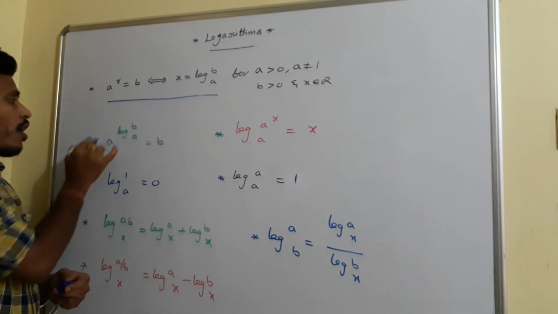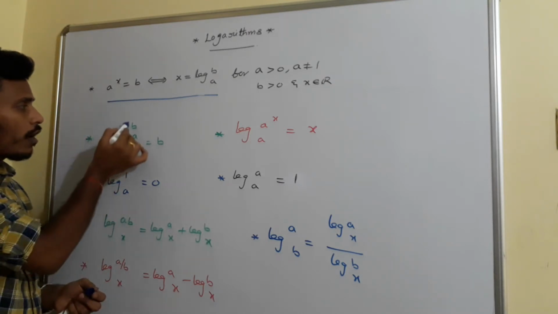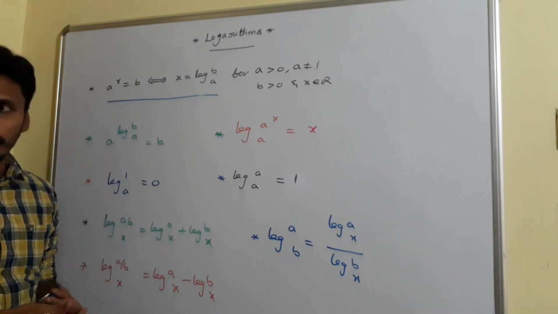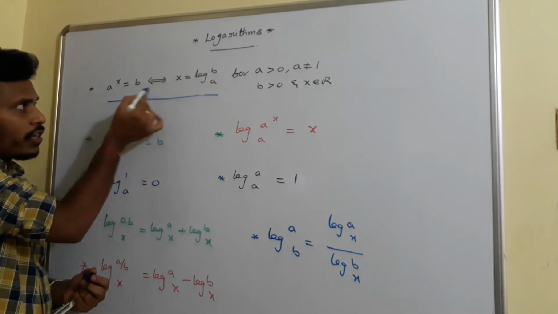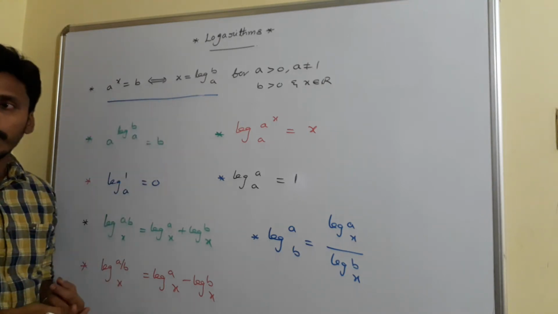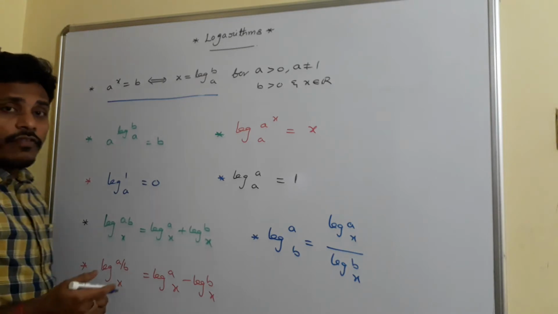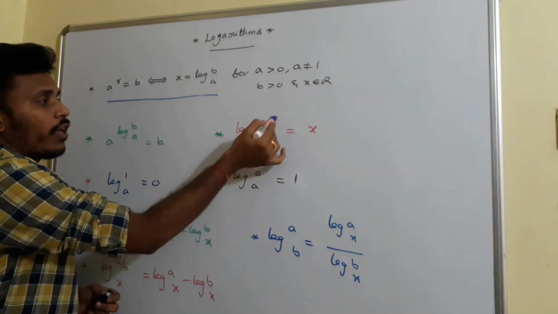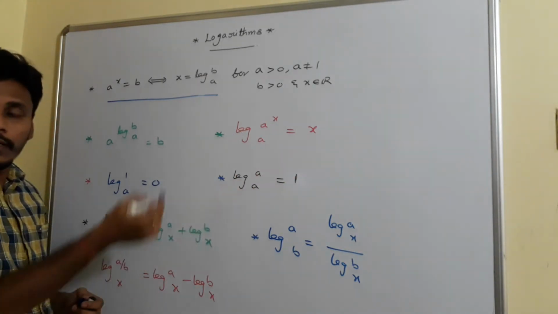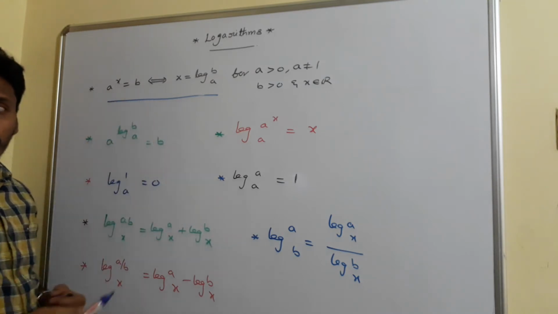Another law regarding this is a to the power log b base a is equal to b. A clear observation from both sides of this conversion. And another fundamental law is that the logarithm of a power x base a is x. This is also a clear observation from this conversion.